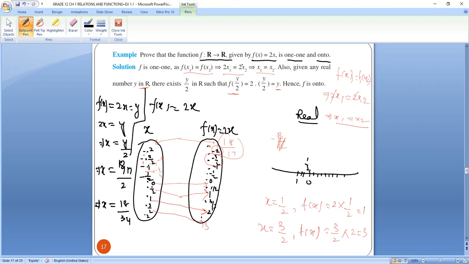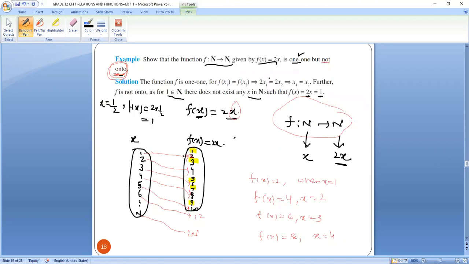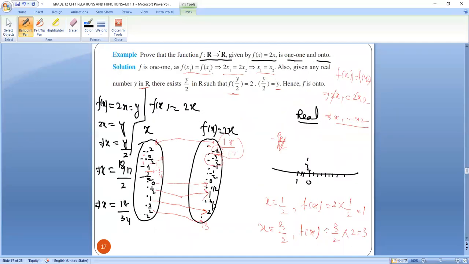On the set of reals it is 1-1 and onto, but on the set of natural numbers it is 1-1 but not onto. So it not only depends upon what the function is, it also depends on what the domain is. The domain and range are very, very important, right? So this is about 1-1 and onto in this example. If any doubt you can ask me, otherwise we will move further.